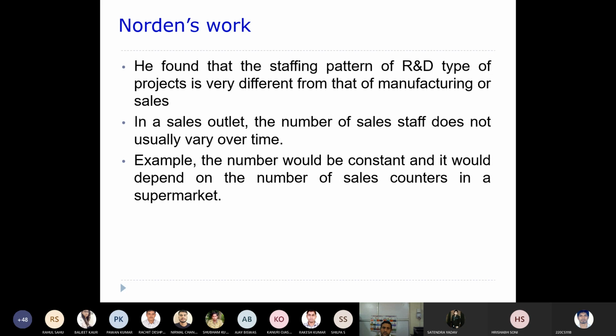No, sir. Okay. So Norden found the staffing pattern of R&D type of project is very different from that of manufacturing or sales. Okay. So whatever the staffing pattern he found for the R&D, you see, R&D type of project means what? It is a research and development, right? So research means we never know whether there will be any outcome or not, okay. So we are just going by some sort of methodology and carrying out certain experiments, okay.